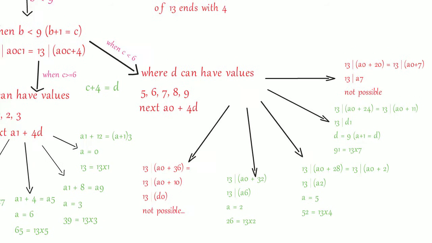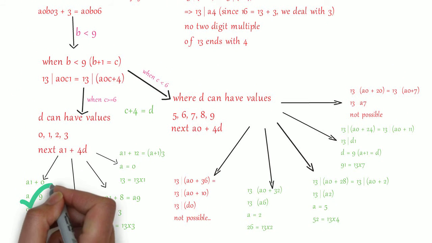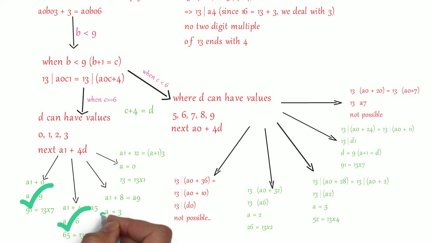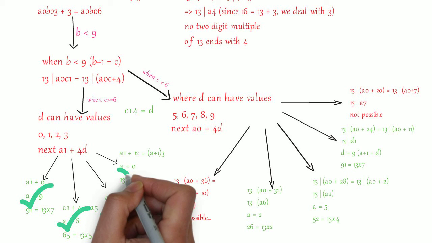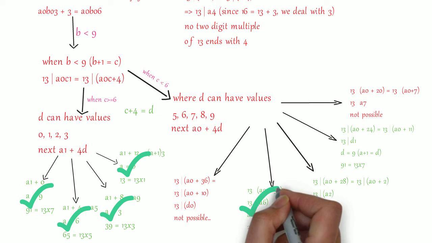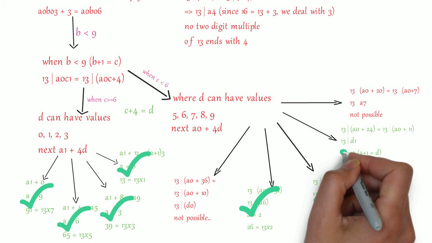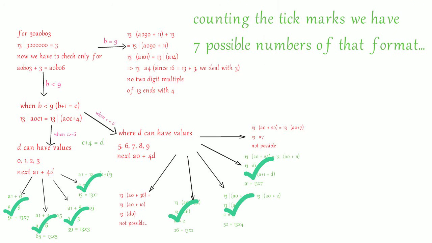So, counting all our solutions, we have 1, 2, 3, 4, 5, 6, and 7 solutions.